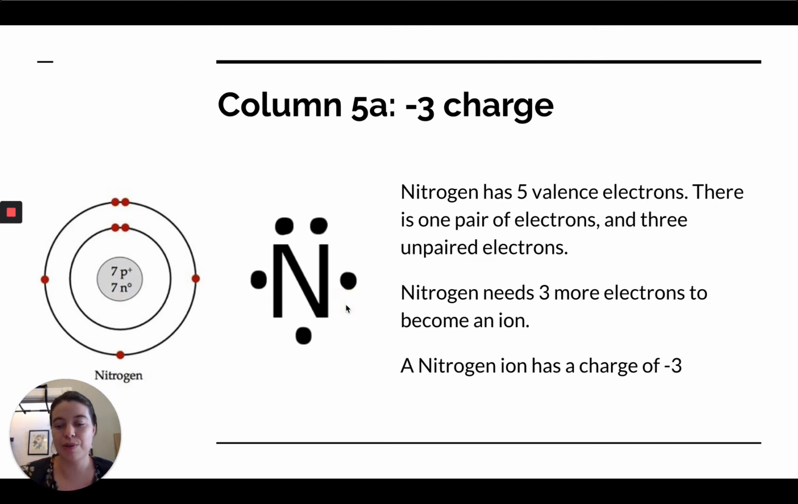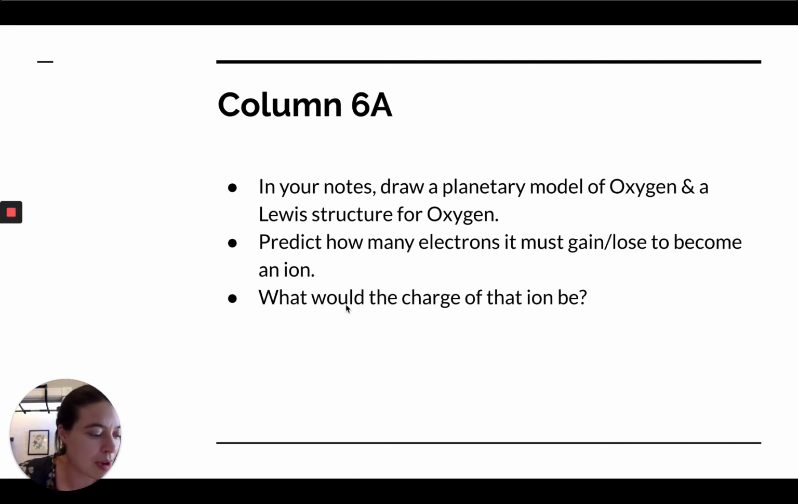Let's move on to our next column. So let's take a moment and look at column 6A. This is oxygen's column, and you can see both oxygen and sulfur and selenium are in this column, along with some of the other elements we've already talked about. So in your notes, I want you to do the same thing. You're going to draw a planetary model for oxygen, and right next to it, draw a Lewis structure for oxygen.